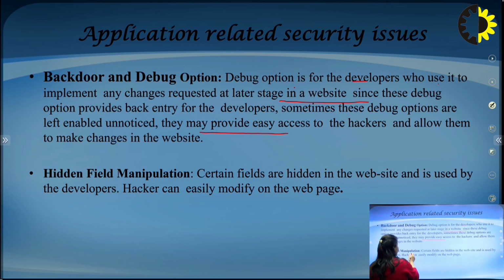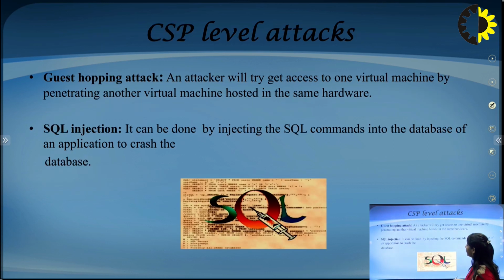Next, hidden field manipulation. Certain fields are hidden in the website and are used by the developers. A hacker can easily modify them on the web page. So there should be no hidden page. Everything should be linked and only the authenticated user can access that web content.